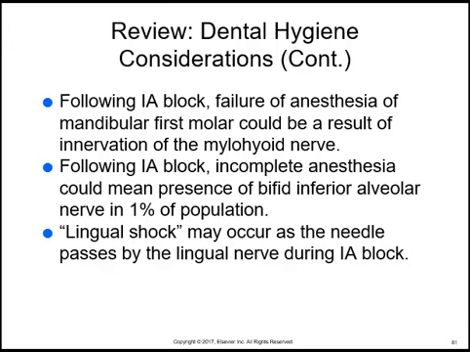So what should the clinician do if the mandibular first molar is not anesthetized by the IA block? Well, the clinician can provide infiltration anesthesia on the lingual border of the mandible to anesthetize the mylohyoid nerve. Now, how can the clinician detect if there's presence of a bifid IA nerve? Remember, we can look at that radiographically. If there's a double mandibular canal, that could be noted. Also, a second mandibular foramen may be located inferior to the first. That's something to keep in mind.